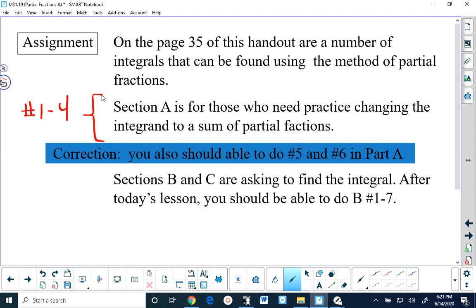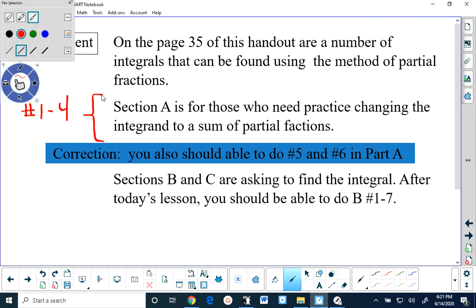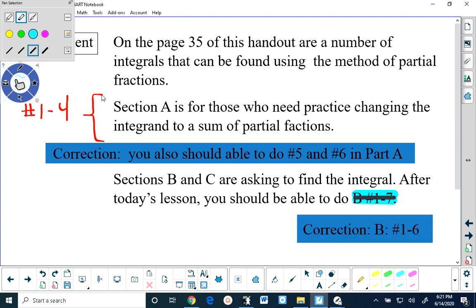Sections B and C are asking you to find the actual integral, which means you have to go through this process of tearing apart the rational expression into a sum of partial fractions. But the only ones that you should be able to do based on today's work would be B numbers 1 through 7. And that's all you're expected to do in this modified version of the course.